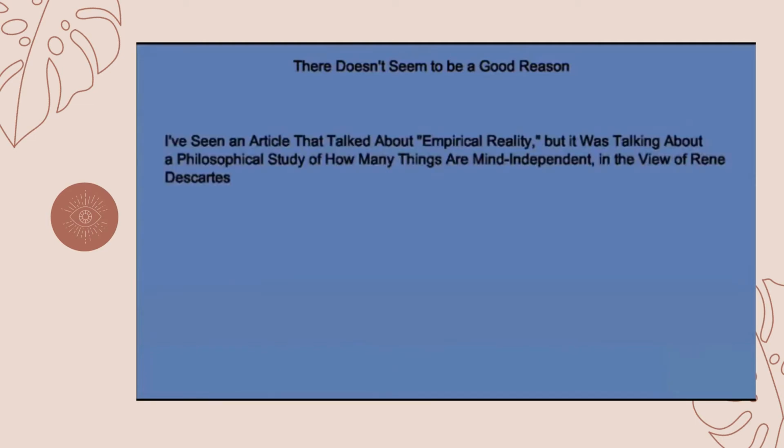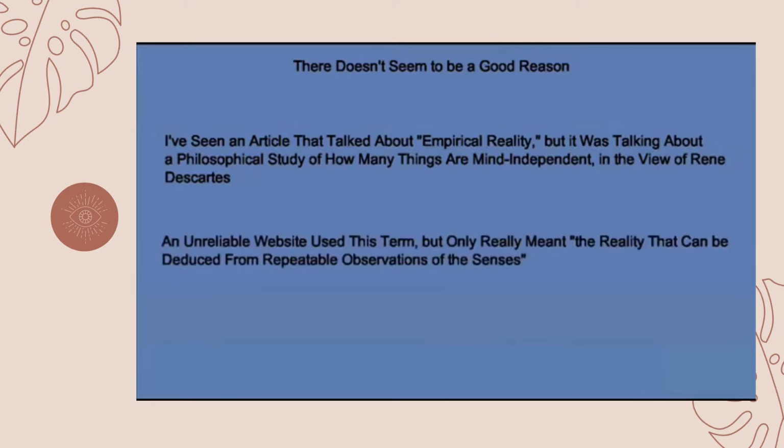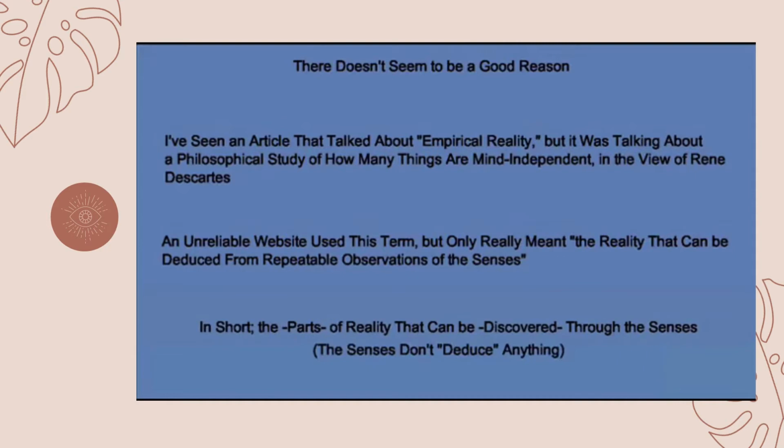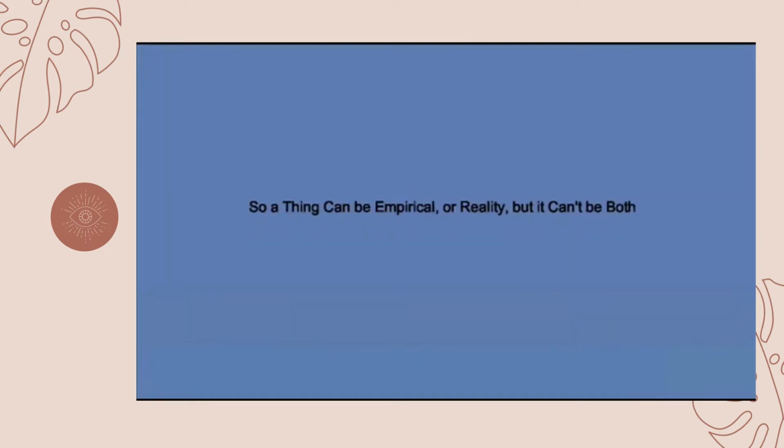I've seen an article that talked about empirical reality, but it was just referring to a philosophical study of how many things are mind-independent in the view of René Descartes. A very unreliable website used this term, but was only referring to the reality that can be deduced from repeatable observations of the senses, meaning, rather, the parts of reality that can be discovered through the senses, since the senses don't deduce anything, properly speaking. So, on the whole, a thing can be empirical, or it can be reality, but it doesn't seem that it can be both. Next, is the Bible sufficient?